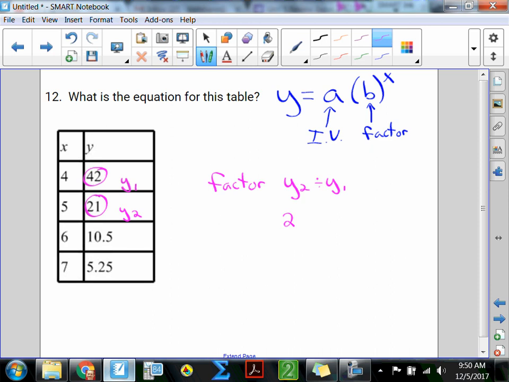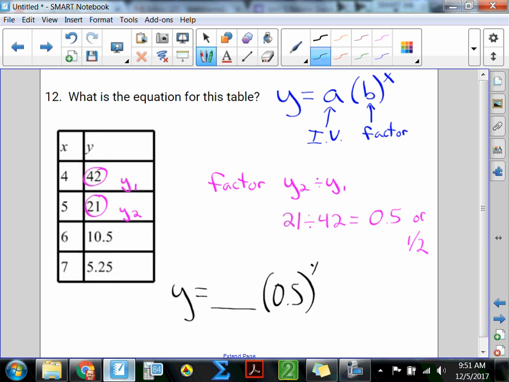So 21 divided by 42 is equal to 0.5 or 1/2. Either one of those are the same because 0.5 is exactly 1/2. If you had something like 1/3, you would not say 0.3 or 0.3 repeating. You would have to use the fraction 1/3. But this decimal and this fraction are equal, so that's fine. So now I have y equals something times 0.5 or 1/2 to the x.